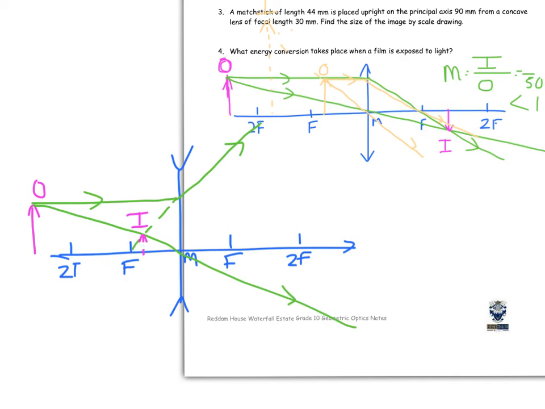What energy conversion takes place when a film is exposed to light? They're talking about photographic film here. And light, the photons come and they have a chemical reaction. So it's light energy into chemical energy on the film.